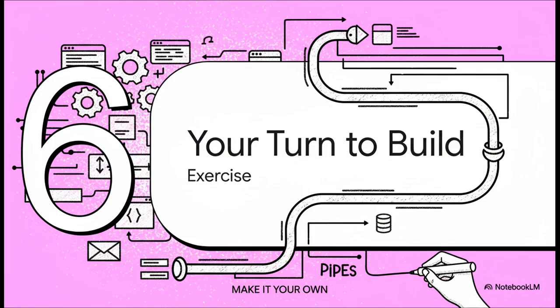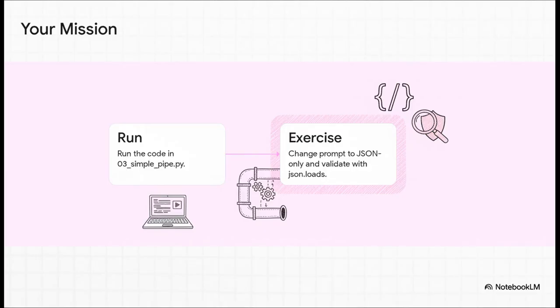All right, you've seen the theory, you've heard the best practices, now it's your turn. It's time to get your hands dirty with the actual code and really make this stuff your own. So here's your mission, should you choose to accept it. Go find the file 03_simplepipe.py. Just run it. See how it all fits together in the real world.